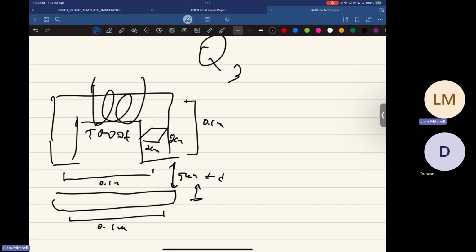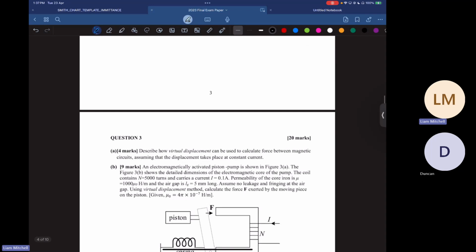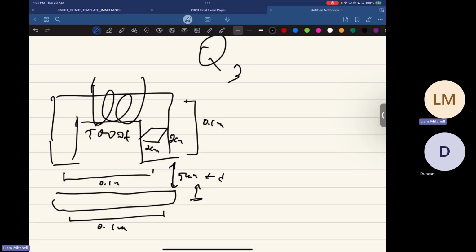So first, the first question asks us to explain the virtual displacement principle. We know that our force is equal to the gradient of work, and it's plus because our current I is constant. The question is, we could define this as just a gradient, but it's not really physically meaningful to call this a gradient.